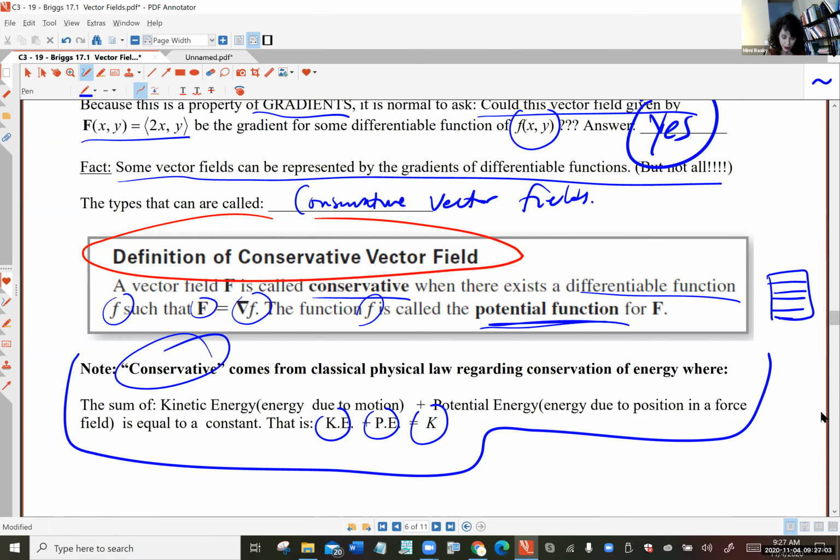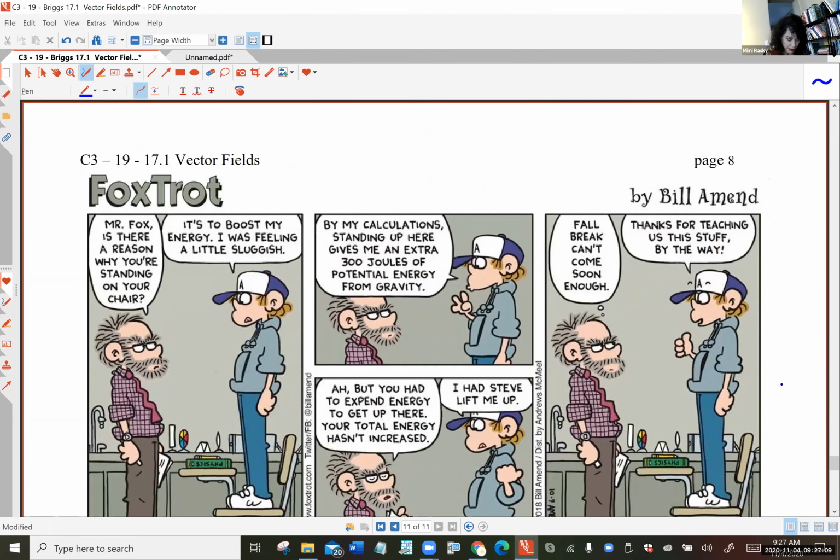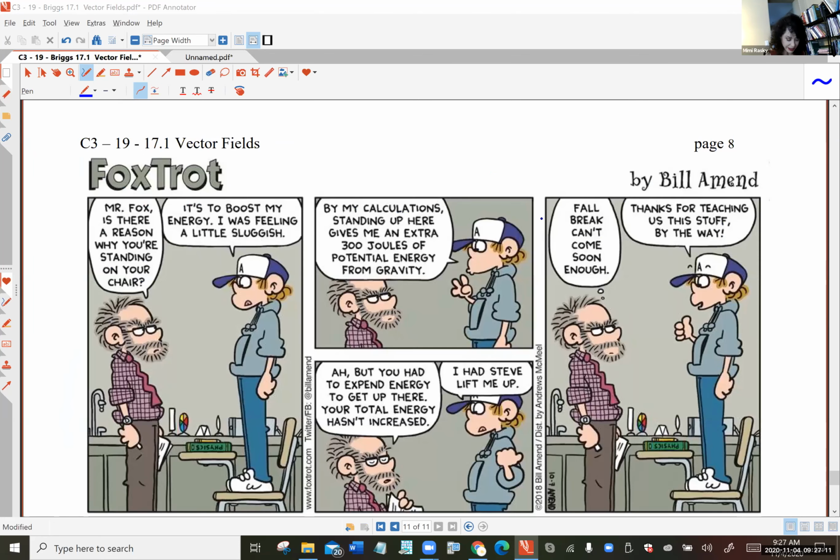Okay, now on to this cartoon that you should understand now that you have the idea. So this kid is in a high school physics class. Mr. Fox, is there a reason why you're standing on your chair? It's to boost my energy. I was feeling a little sluggish. By my calculations, standing up here gives me an extra 300 joules of potential energy from gravity, because gravity is a vector field.